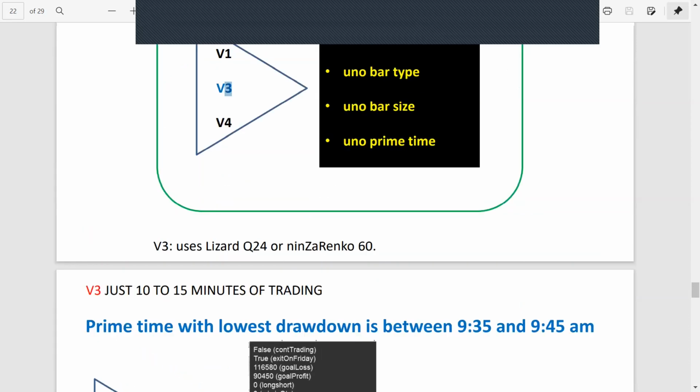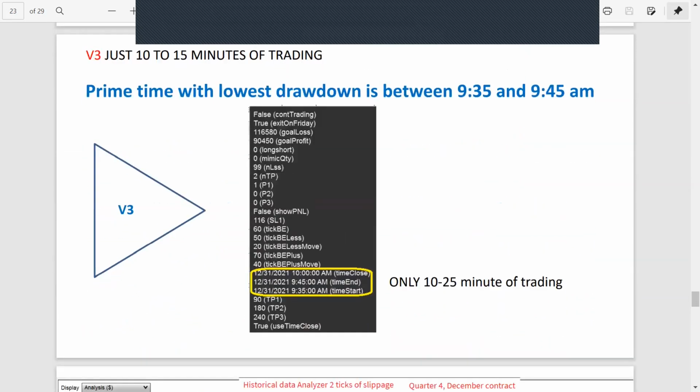And for the V3, specifically only 10 to 15 minutes per day, as you can see on my settings, from 9:35 a.m. to 9:45. That's all that is needed on the NQ for daily trades. That is enough to produce the results of fairly big price movements, from target profits of $250 to $1,000 in just 10 minutes of trading.